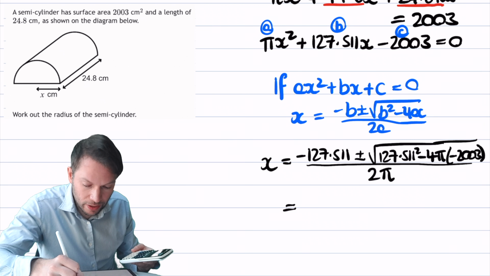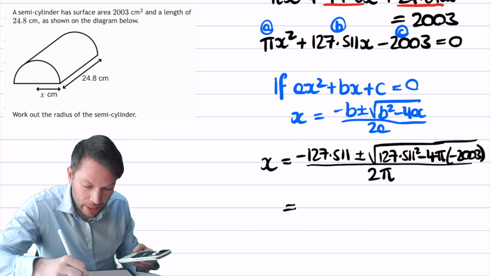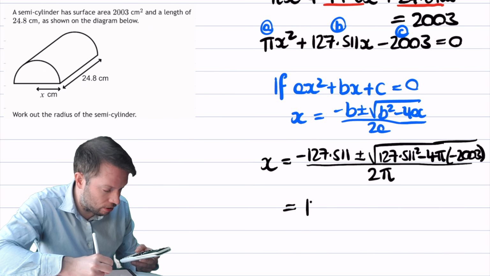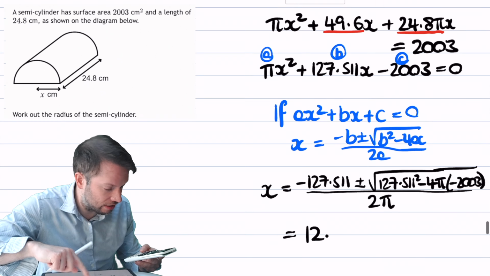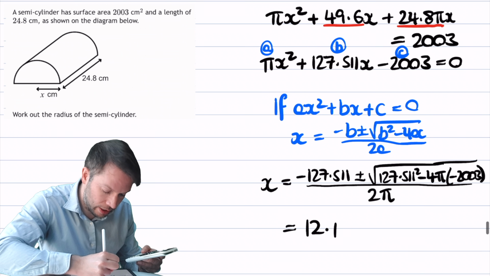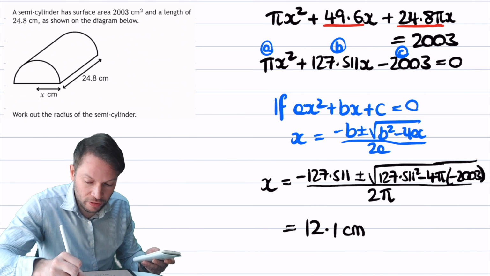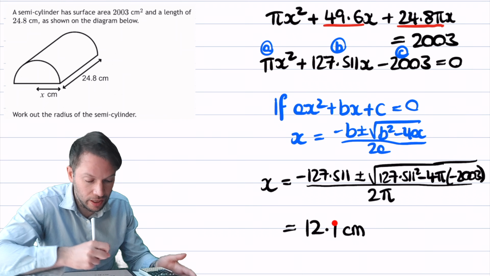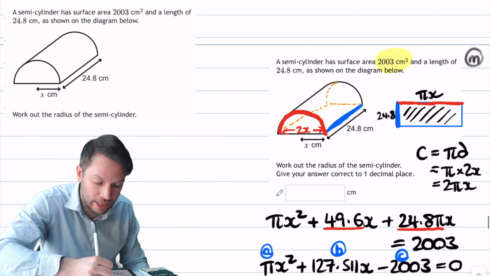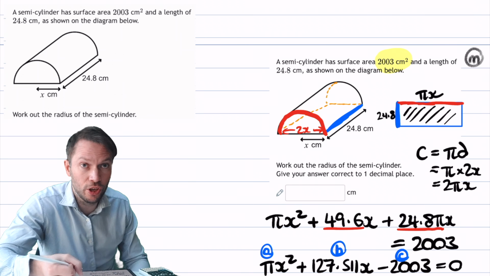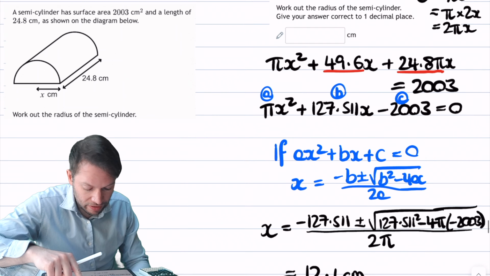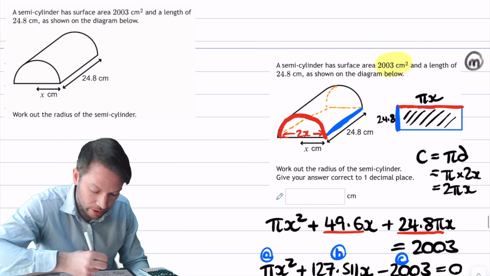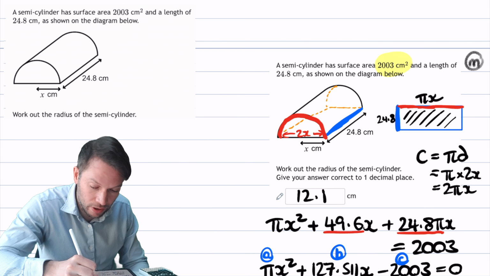If I do it using the plus here, then the answer I get is x is 12 point, and how many decimal places? I want one decimal place, so 12.1 centimeters. If I was to also do it with the negative case, you're going to end up with a negative value of x. But x has to be a length. It's a radius here. You can't have a negative radius. So it must be that x is 12.1. And that is the final answer.